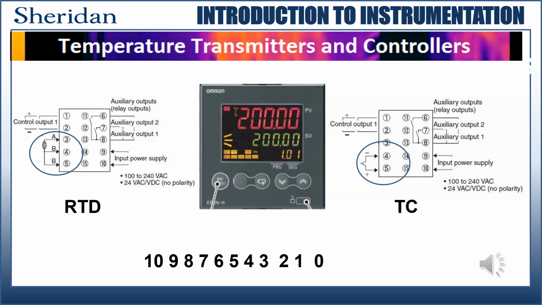Okay, here's another quick question. What is the process variable? If you said 200 degrees C, you were right. What is the set point? It's the same at 200, so right now the unit is satisfied.